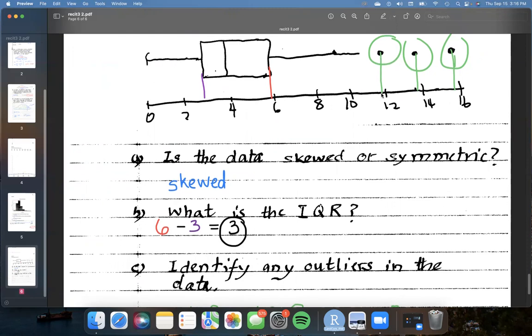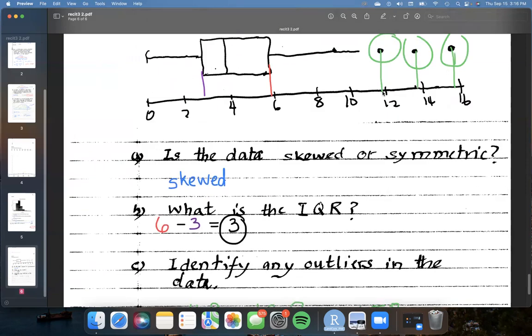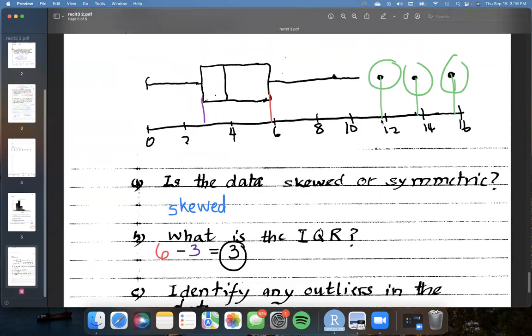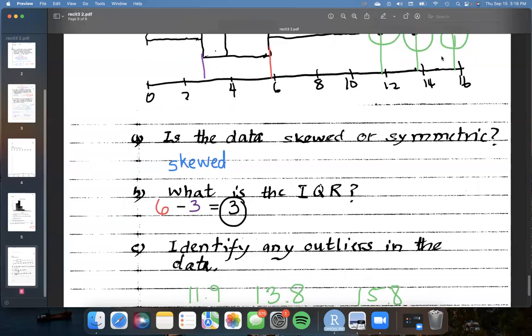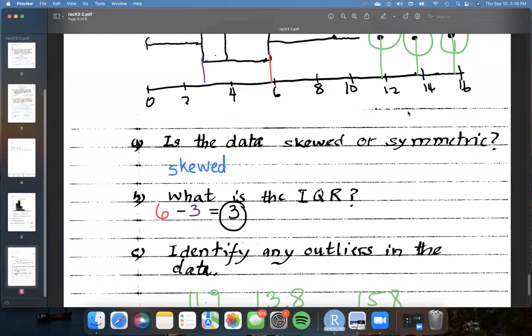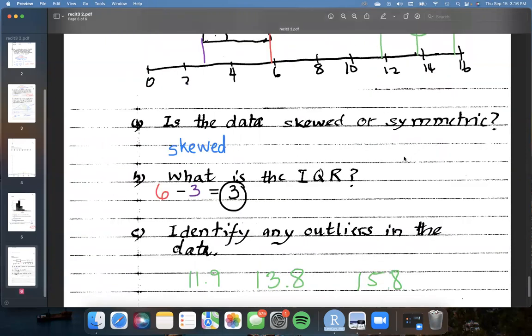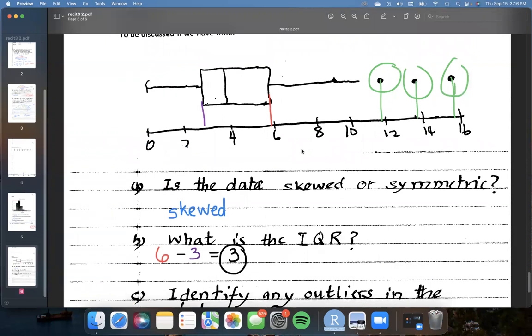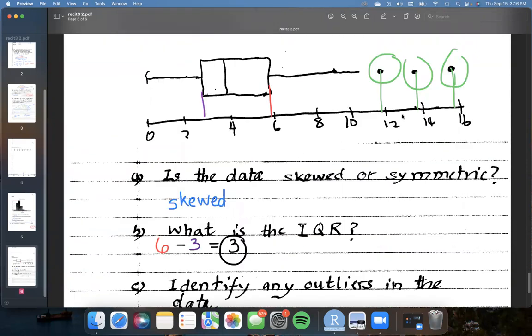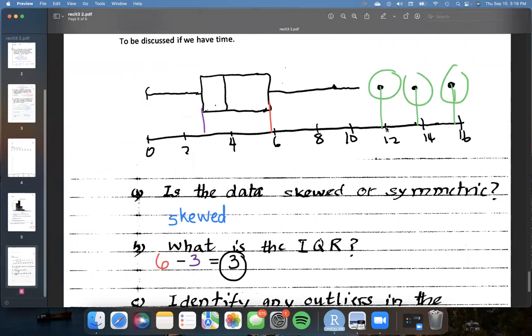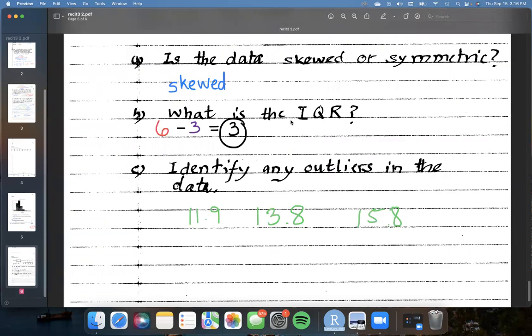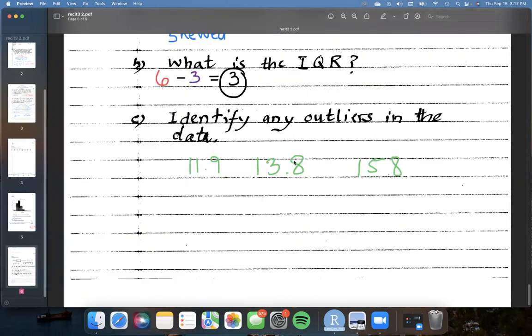If I was really trying to be exact, okay, that's like 11.9. And then the second one would be 13.8. And then the third one would be like 15.8. Because they don't quite line up with this line. And that is the outliers from the box and whisker plot, or the box plot.